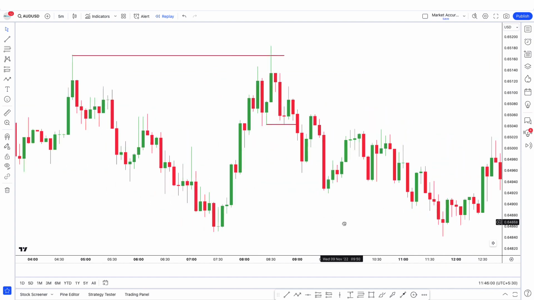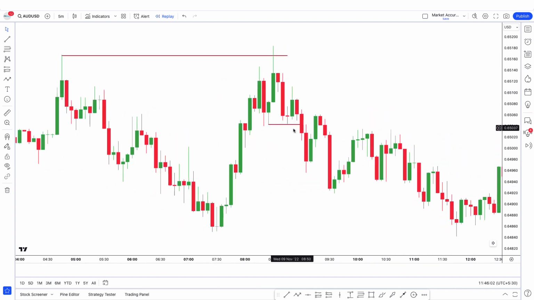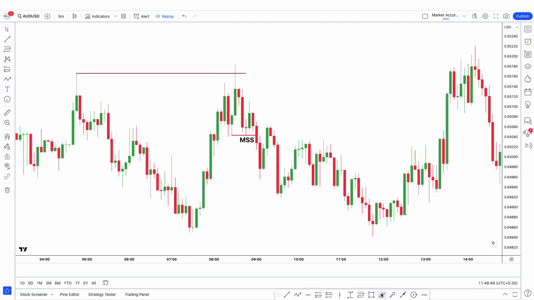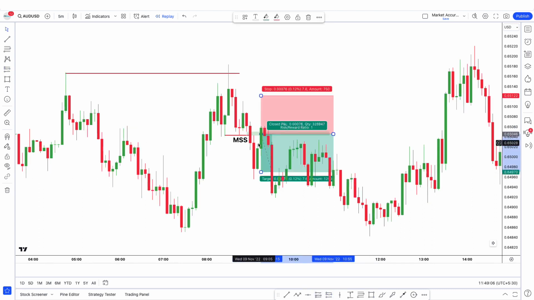So after the liquidity sweep, we wait for market structure shift. And as you can see, we have market structure shift at around this level, and we look for fair value gap. So there's no fair value gap here or imbalance, okay? But you can see that we have this fair value gap right around here. So if I mark the fair value gap right here and I take my entry.